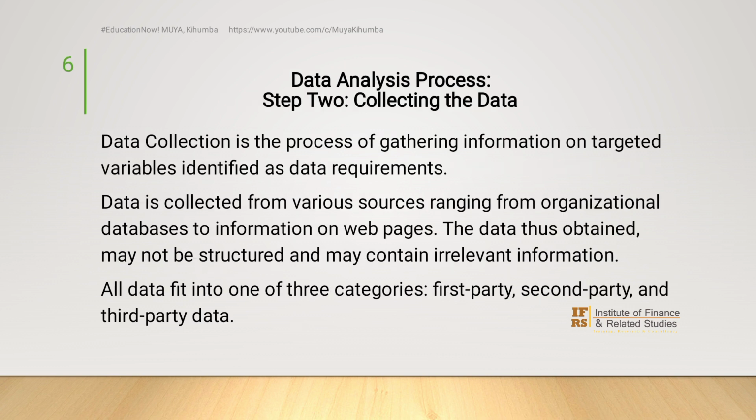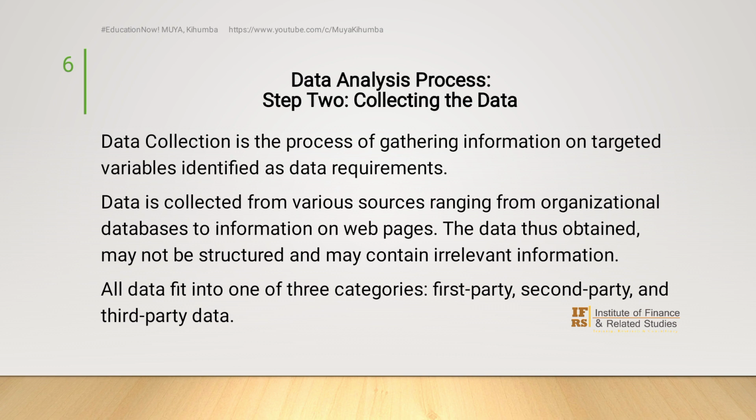Step 2 is data collection. Data collection is the process of gathering information on targeted variables identified during data requirement specification. The data is collected from various sources, ranging from organizational databases to information on web pages. The data thus obtained may or may not be structured and may contain all relevant information and sometimes irrelevant information. The data collected can fit in any one of three categories: first-party data, second-party data, and third-party data.